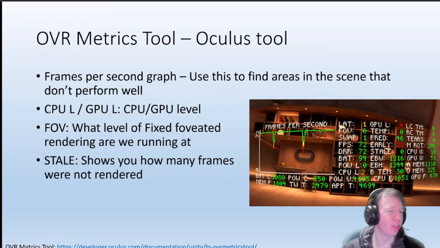You can also see this CPU L and GPU L. This shows you what clock rate the CPU and the GPU are running at. You can see the CPU L is here and the GPU L is here. You can see that the GPU is running at its highest level. This value is between 0 and 4, 4 being the highest.